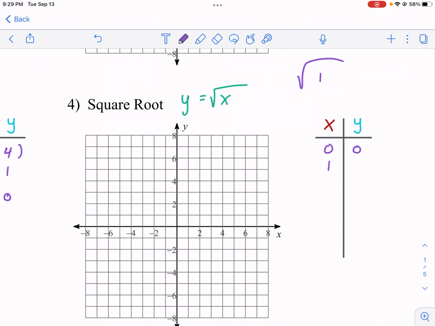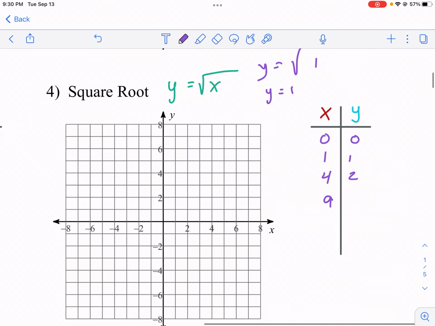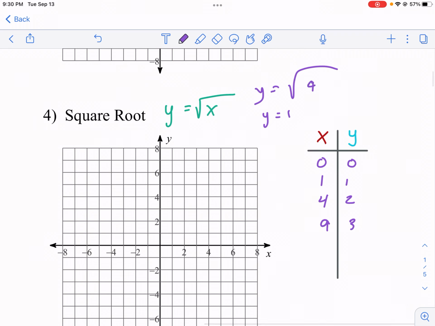If I take the square root of 1, that's going to be equal to y, y equals 1. So there's 1, 1. I'm not going to choose 2 because I don't know the square root of 2. It's like 1 point something, and we're not going to use that. Instead, I'm going to jump right to 4 because I know the square root of 4 is 2. And then I'm going to say 9, and I'm going to choose 3. Square root of 9 is 3, 9, 3.